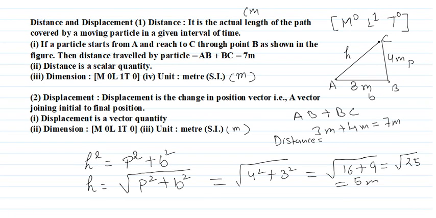So you can see that the distance and displacement are not the same for this path. The distance only depends upon the actual length of the path, but the displacement only depends upon the initial position and final position. So we have to draw a straight line between the final position and initial position, and the length of this straight line gives you the value of displacement.